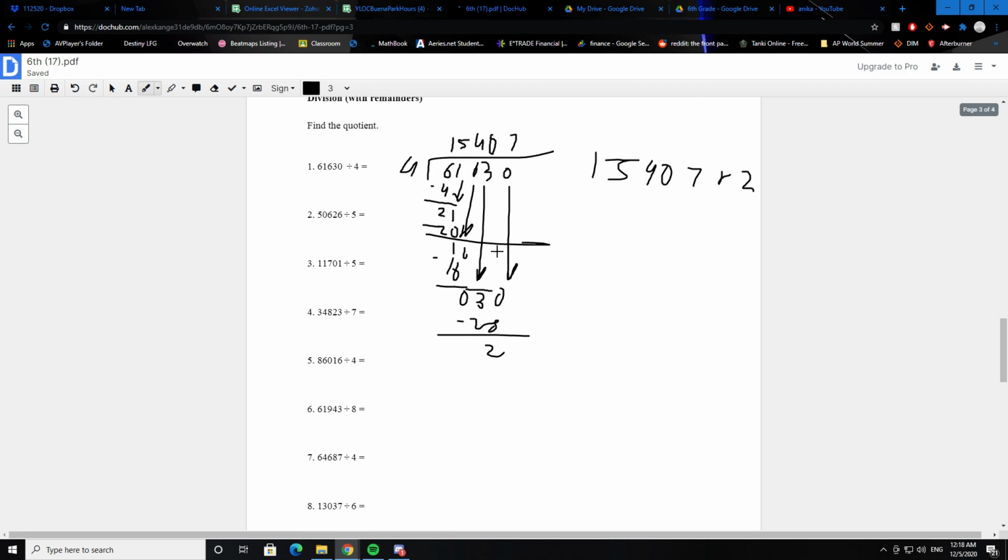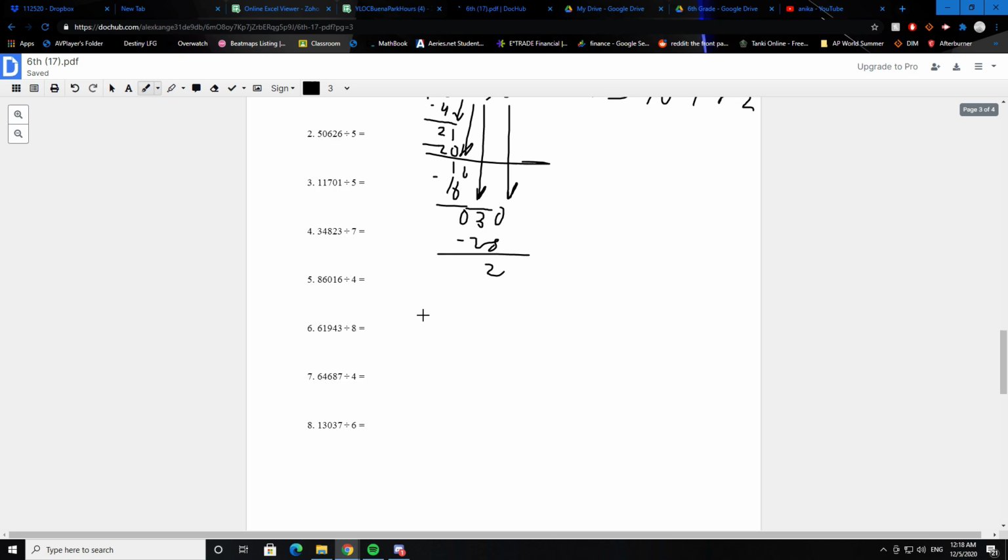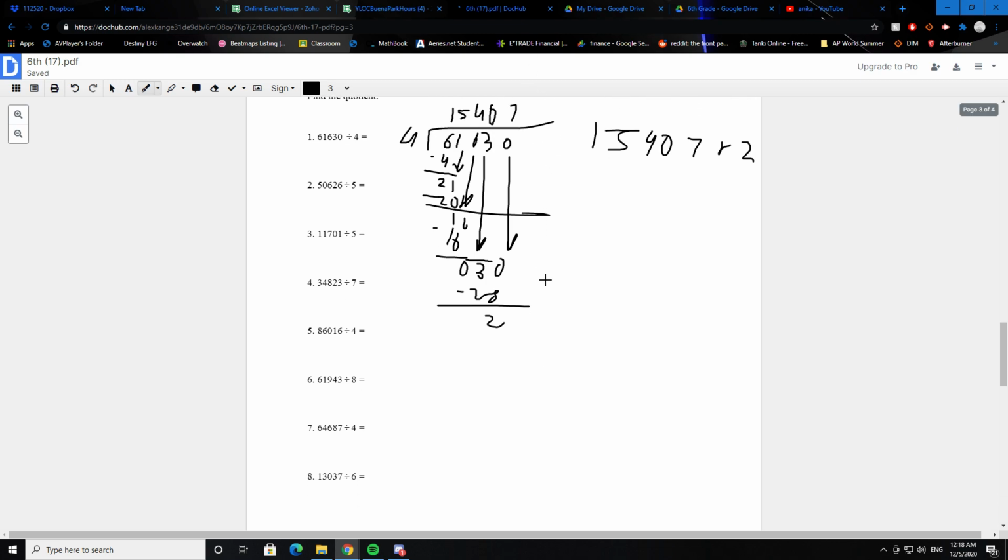Alright, moving on. This is pretty much the same thing, except this will have remainders. A remainder is pretty much the number that you have left that you can't divide or bring any numbers down to help divide it. So I'll just show you how to do it. Let's just do this one real quick.